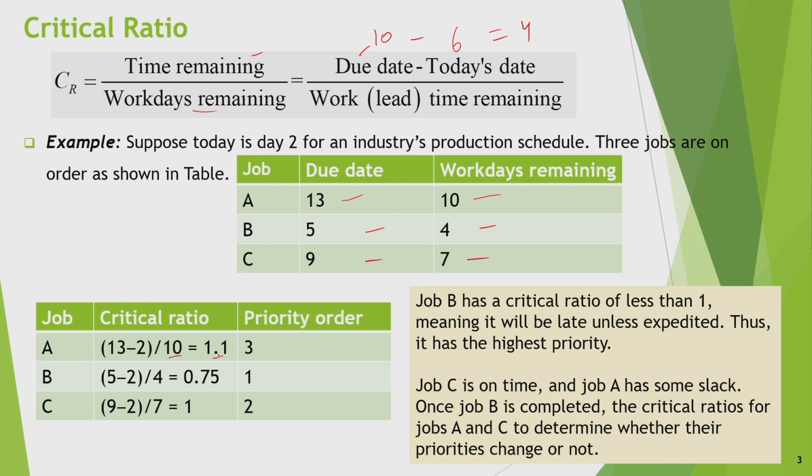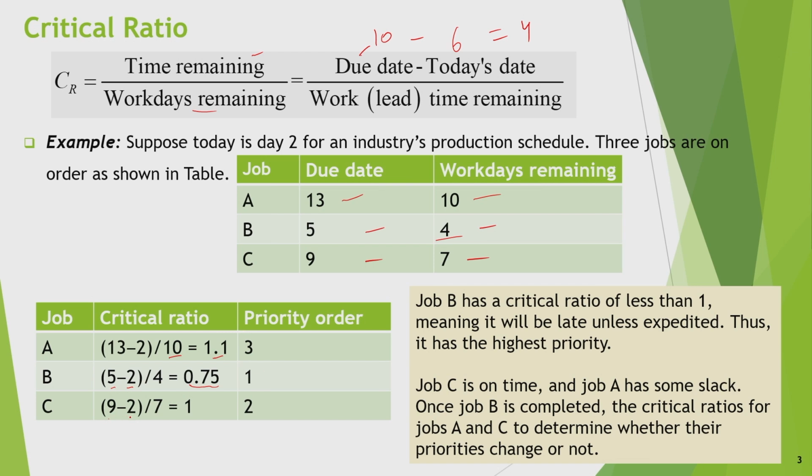So it comes out to be 1.1 and second is 5 minus 2 because 5 days are remaining and today is day 2. Okay, so 5 minus 2 divided by 4 because 4 days of work is remaining. So this becomes 0.75. So critical ratio becomes 0.75, and priority order we will discuss later on. Let us just calculate the critical ratio.